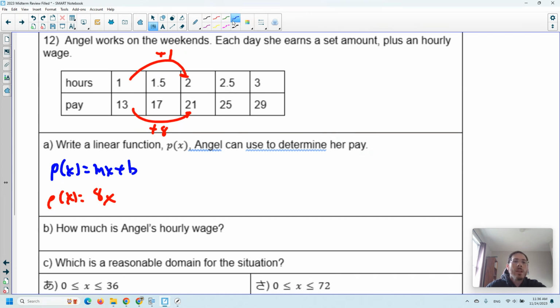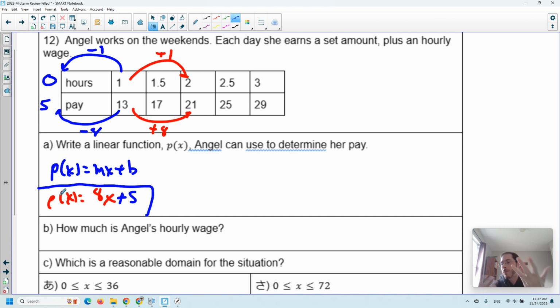And then I got to get B, I got to get the y-intercept. To get the y-intercept, I'd have to go back to where we're at 0. So to do that, I would go minus 1. And instead of going plus 8, and then going backwards, I would have to go minus 8. So then that would get me to 5. So 8x plus 5. There we go.